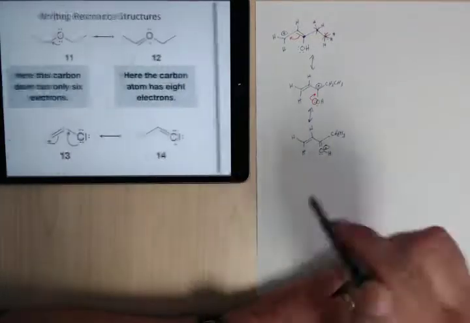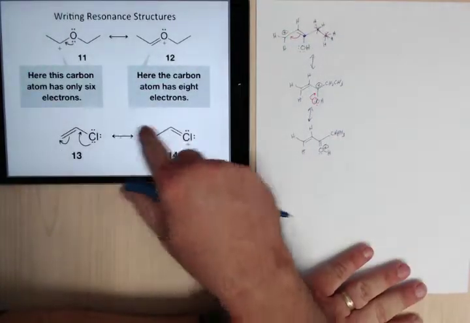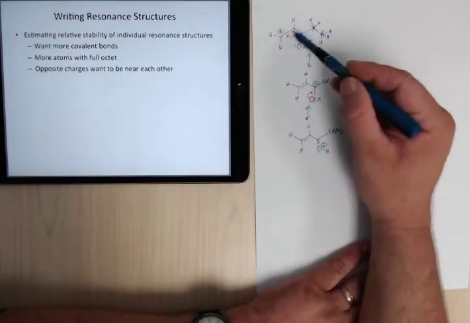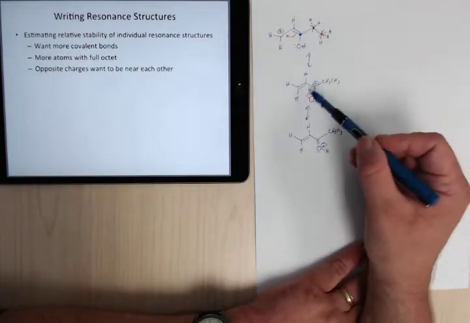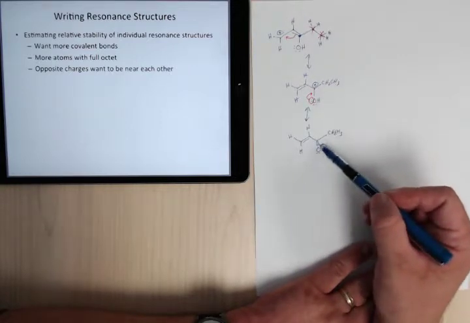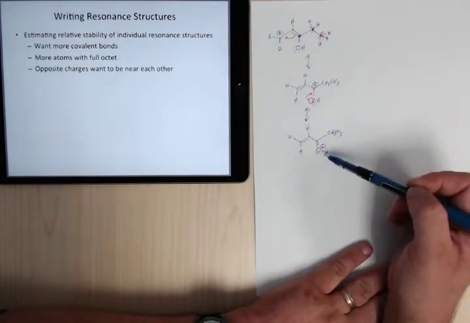What are we looking for? Right. So this one, trying to figure out the stability. We want more covalent bonds. We're just looking at the pi bonds here. So 1, 1, and then this one has 2. So that's good. Everybody has their octet filled.